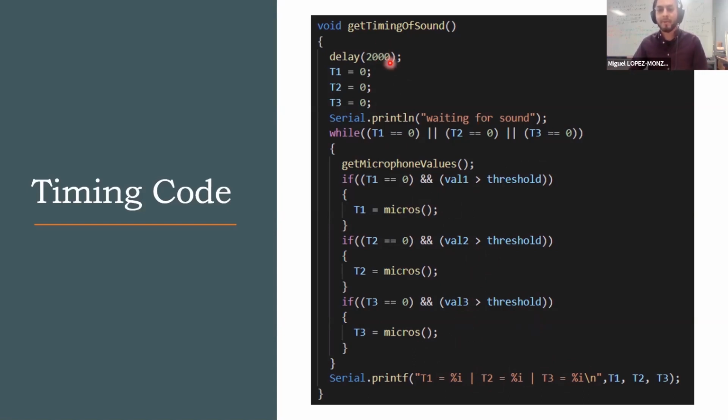In order for it not to give us bad readings. And then up top as well, we set T1, T2, and T3 to 0 because we don't want it to keep adding on the same value. We want it to set to 0 every time we get a new sound.